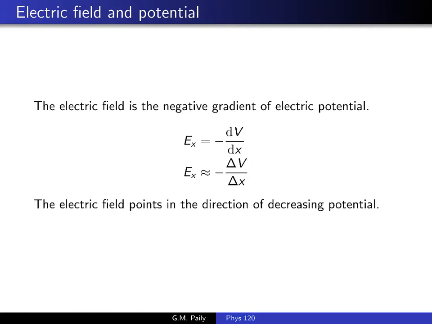In this course, we will mostly focus on this version of the relationship. And notice these two important points. One is that the electric field points in the direction of decreasing potential. The second is that as long as there is a potential difference, there is an electric field. So if as you move your position, there is a change in your potential, there will be a corresponding electric field.